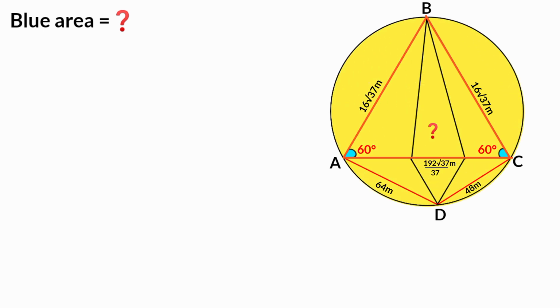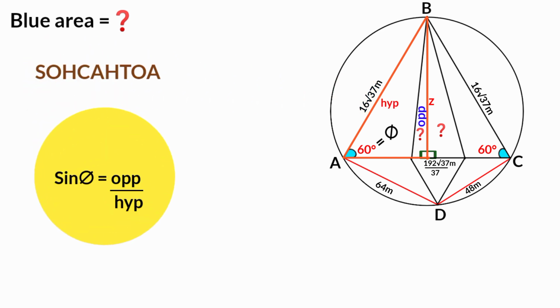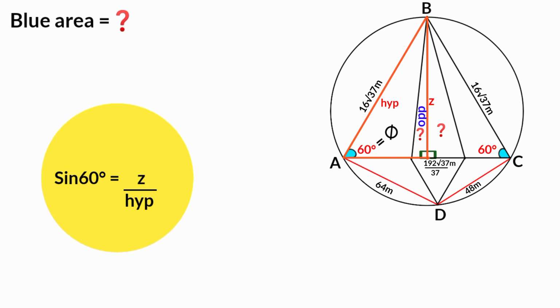Now still on this triangle ABC, let's draw out its altitude from this vertex here. We know it is perpendicular to this side, so this angle is a right angle. Let's assume the length to be Z. Now look at this triangle. It is a right angle triangle. We use the SOHCAHTOA. Taking this angle as theta, this is the opposite, and there is the hypotenuse. From here, sin theta equal to opposite over hypotenuse. Theta is 60 degrees, opposite is Z, and hypotenuse is 16 root 37 meters. So sin 60 degrees equal to Z over 16 root 37 meters.